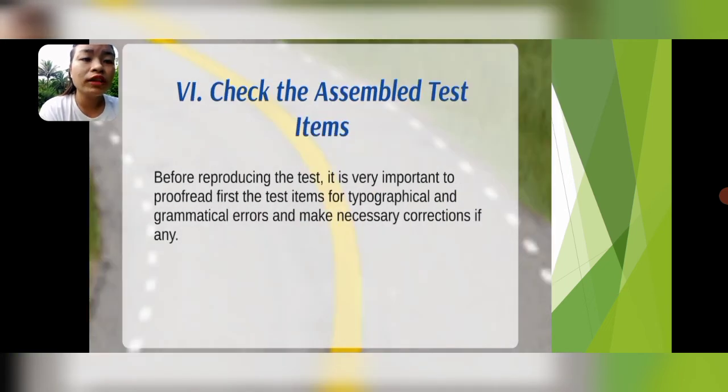Six, check the assembled test items. Before reproducing the test, it is very important to proofread the test items first for typographical and grammatical errors and make necessary corrections if any. So, if you check the assembled test items, it is important to proofread them for typographical and grammatical errors and make necessary corrections if there are any.